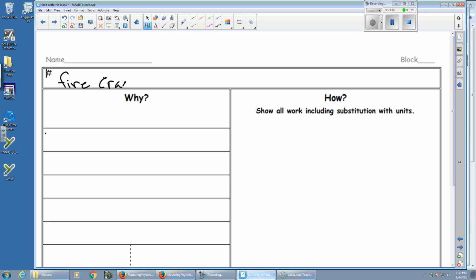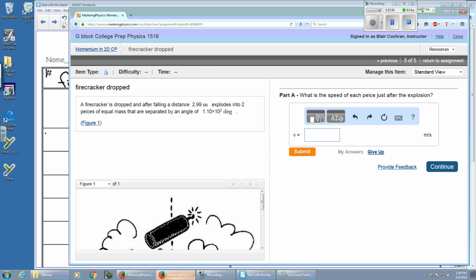Firecracker. This problem, really, we can look at it as two separate parts. We've got the part where the firecracker is dropped and it accelerates as it falls down, and then we have the explosion. So it's the fifth one of the series if you're looking for it. We need to treat those separately because it's a projectile when it's falling, and then it gets down to the bottom, then it explodes, and it's the explosion that we're going to look at with momentum.